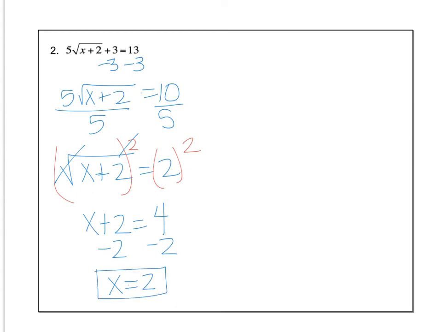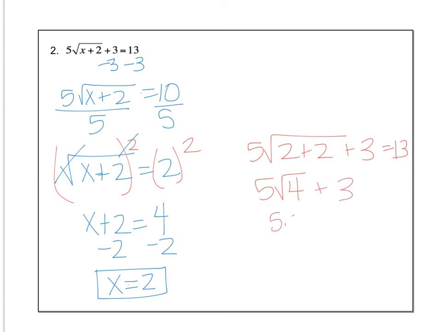And if you plugged it back in, just to prove to you that it would work, watch what happens if I plug it back in. 2 plus 2 plus 3 equals 13. I get 5 times the square root of 4 plus 3. Square root of 4 is 2. 5 times 2 plus 3, that's 10 plus 3, which is 13. See? It works.